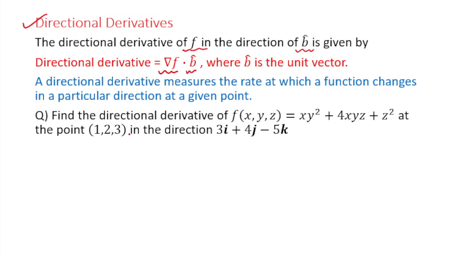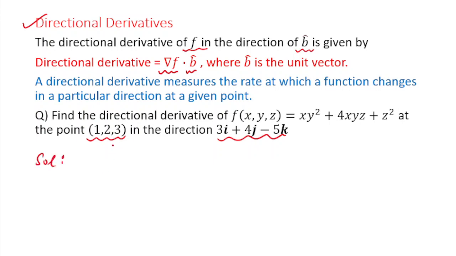So if you have a function in 3 dimensions or 2 dimensions, and you want to find how the function will change if I move along in any particular given direction, that can be calculated using the directional derivative. So let us understand through this problem: find the directional derivative of this function at the point (1, 2, 3) in the direction of this vector. So how do you solve it?